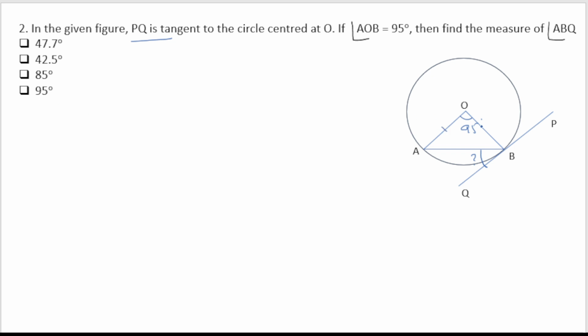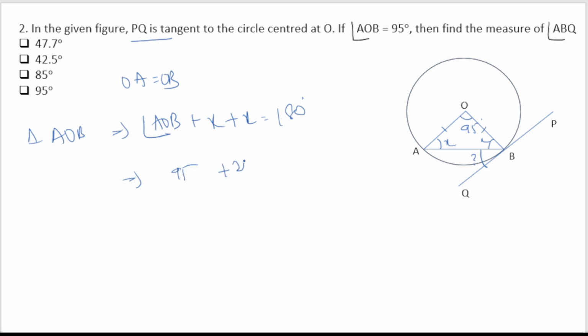See here, OA and OB, these two are radii, so these both are equal. OA is equal to OB. So this forms an isosceles triangle. So angles opposite to equal sides are equal. We will assume this as X. In triangle AOB, angle AOB plus angle OAB plus X is equal to 180 degrees. AOB is 95, so 95 plus 2X is equal to 180 degrees.